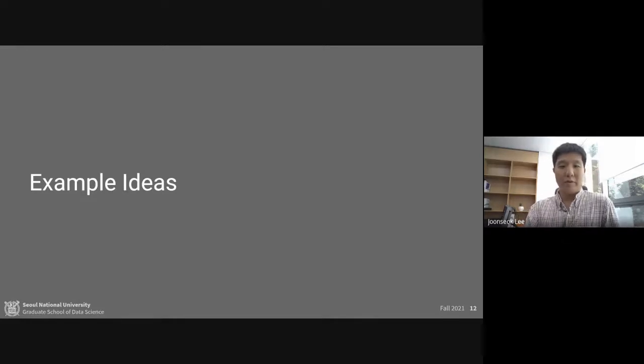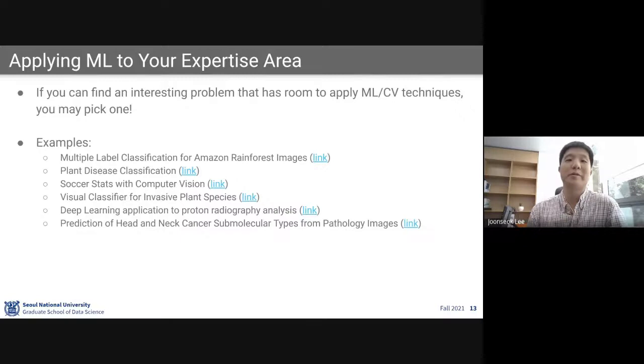And here I have some example ideas. These are just examples. One category that is especially suitable for this class is applying machine learning to your expertise area, because we have a lot of students from different backgrounds. I'll just list a few: multi-label classification from Amazon rainforest images, plant disease classification, soccer stats with computer vision. Last semester, we had a student from physical education, and someone like him may be interested in this kind of topic. These are just examples, but you can basically combine your expertise area and machine learning for computer vision to propose interesting projects.